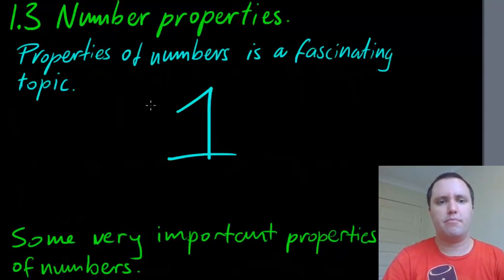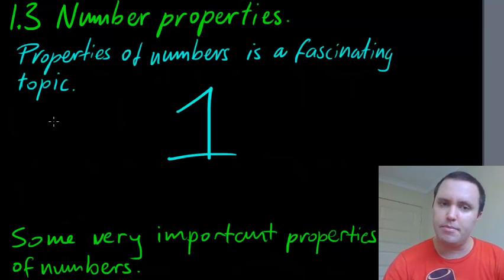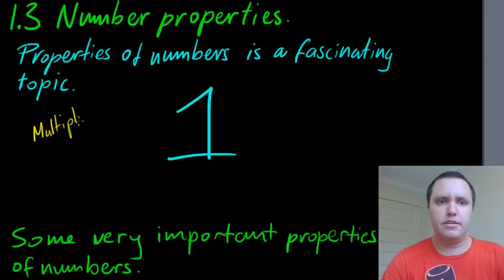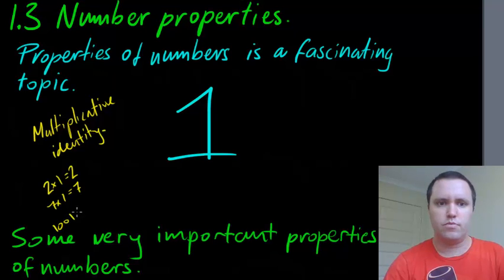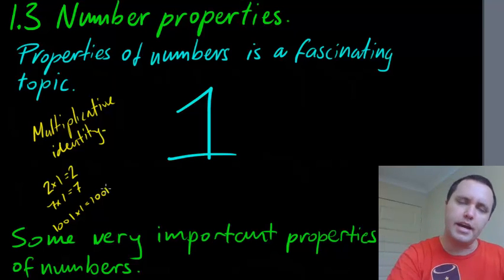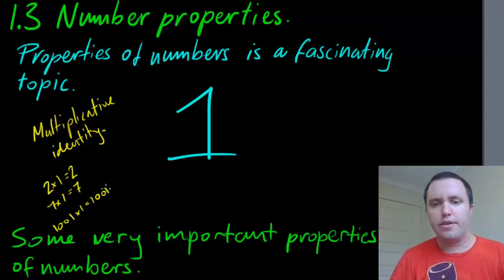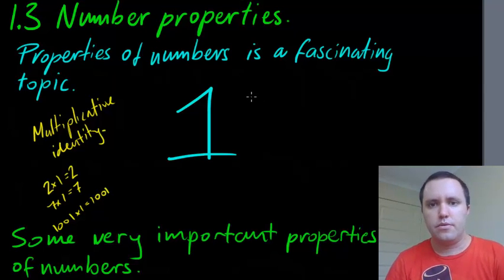I want you to think about the number 1 for a moment. Some of you might think, well, it's a bit boring, but in fact, the number 1 is a really exciting number because one of its properties is that it is the multiplicative identity, which means that 2 times 1 is 2. 7 times 1 is 7. 1001 times 1 is 1001, which means no matter what you multiply by 1, you end up with what you started with, which is actually quite interesting, which as well means that 1 is its own square.